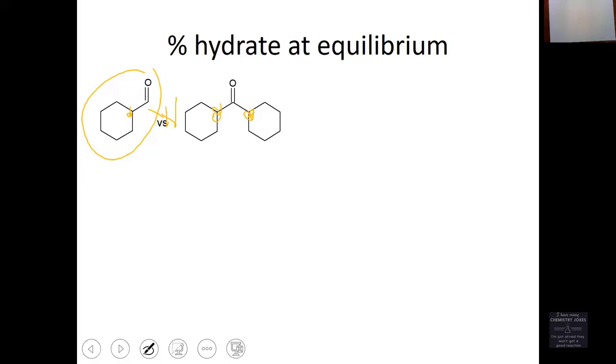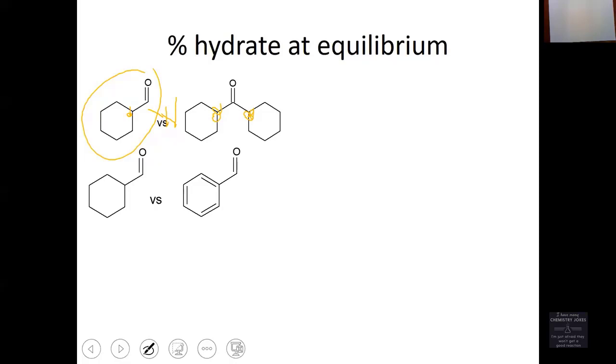So an aldehyde is more reactive than a ketone because the carbonyl carbon is more partially positive. So an aldehyde has a greater percent hydrate at equilibrium than a ketone. Whew. What about these two aldehydes?